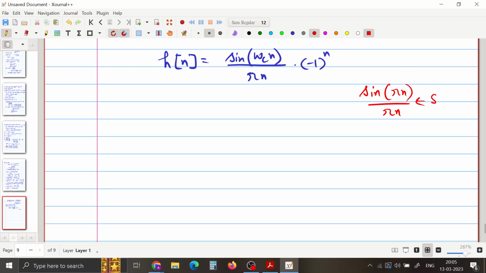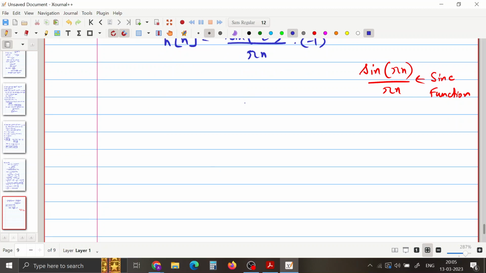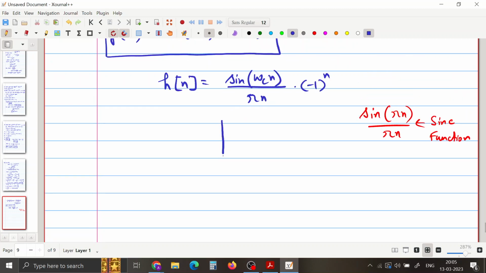This is the sinc. We will be applying L'Hospital's rule for this. You can apply L'Hospital's rule, but in general we will be getting a rectangular form. But we don't need to take any Fourier transform or anything. We just need to observe the pattern. As omega c increases, what happens to the oscillations around the origin? Do they get more compressed, more concentrated, or less concentrated? So obviously, we will see that.